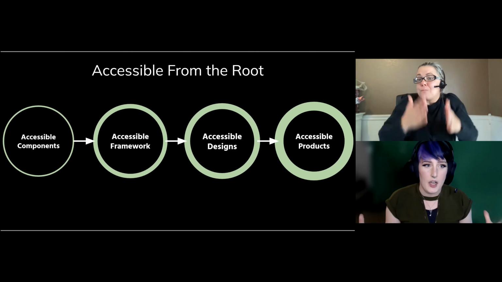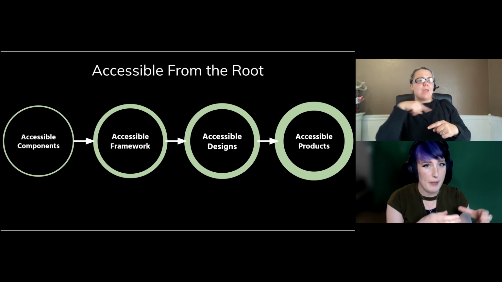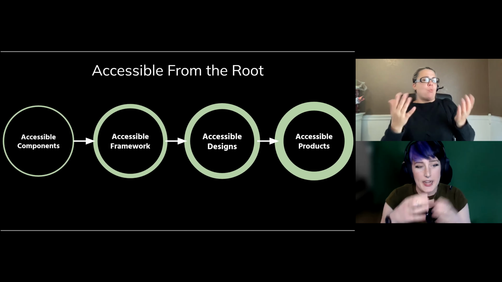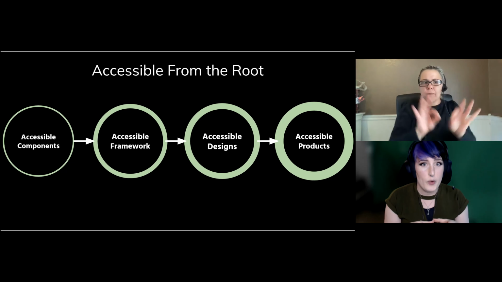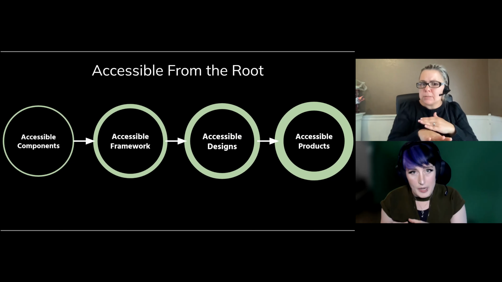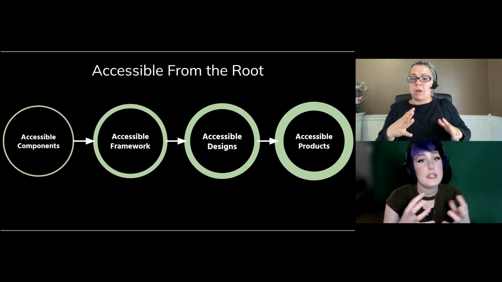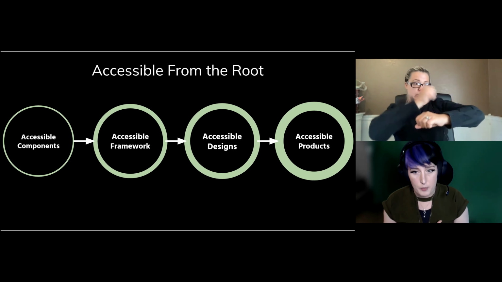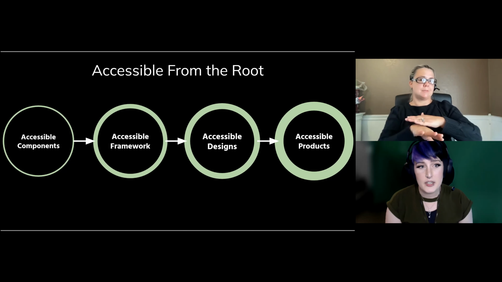Because when we take accessibility and think about making accessible components, the component itself and the patterns around it are all accessible, that ends up making an accessible framework. So when people consume that framework, they're consuming already accessible components. Then we're able to make accessible designs because we've already set the foundation for accessible components and accessible patterns, and what we end up with is accessible products. So it's all about starting at the root.